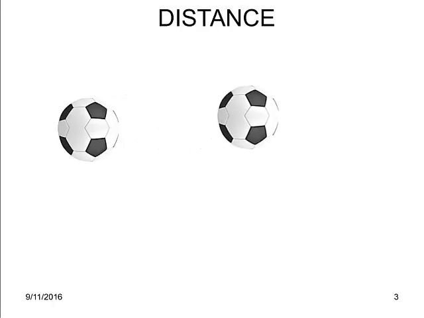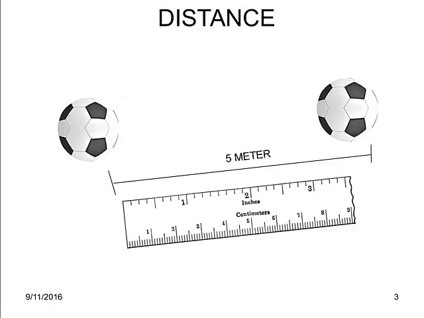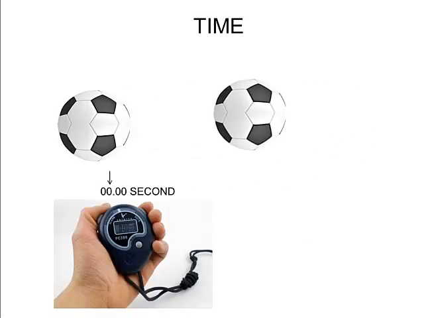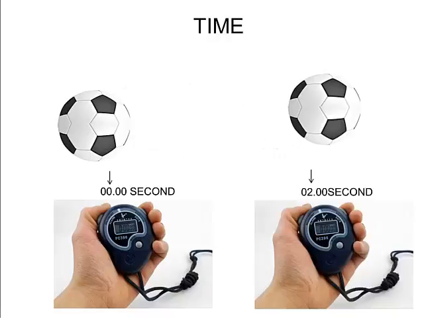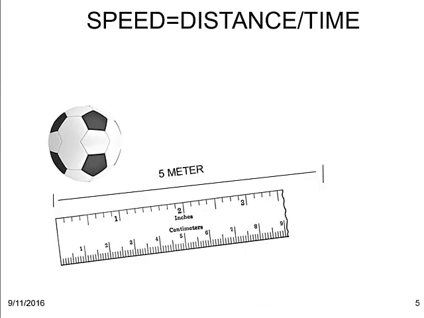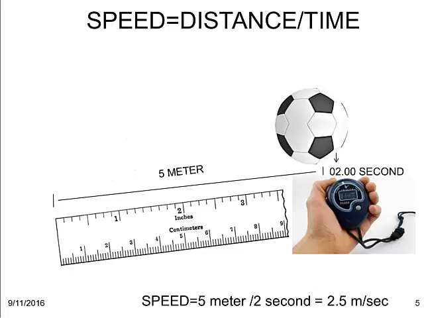can be measured using a ruler, the time taken to cover the distance can be measured using a stopwatch, and the speed of the ball can be calculated as the distance traveled divided by the time taken. These quantifiable physical properties associated with an object are called physical quantities.